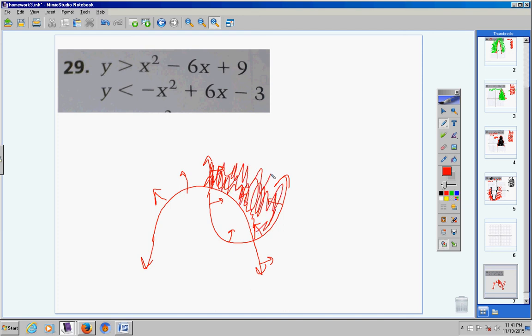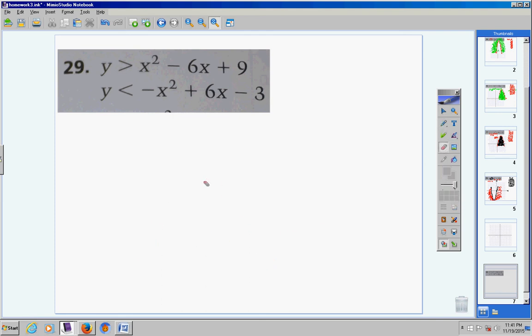So what we're going to do, listen carefully, is graph each inequality and then figure out where they agree on their shading. Got it? Where they agree on their shading. So let's graph this one first. Well, let's get the table of values first.